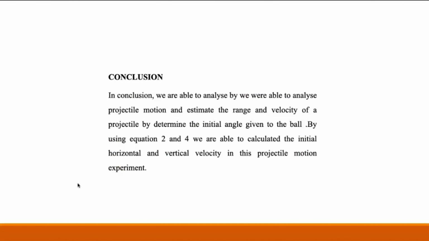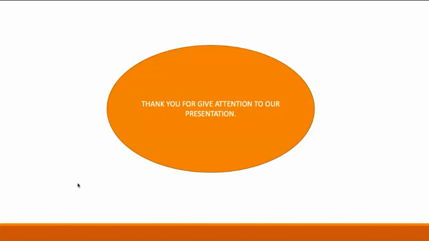In conclusion, from the experiment, we were able to analyze projectile motion and estimate the range of velocity of a projectile by determining the initial angle given to the ball. By using equations 2 and 4, we are able to calculate the initial horizontal and vertical velocity in this projectile motion experiment. Okay, that's all from our group.